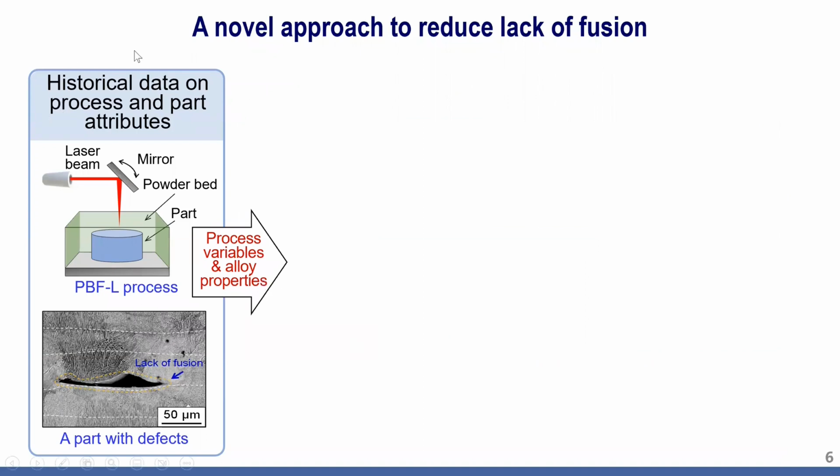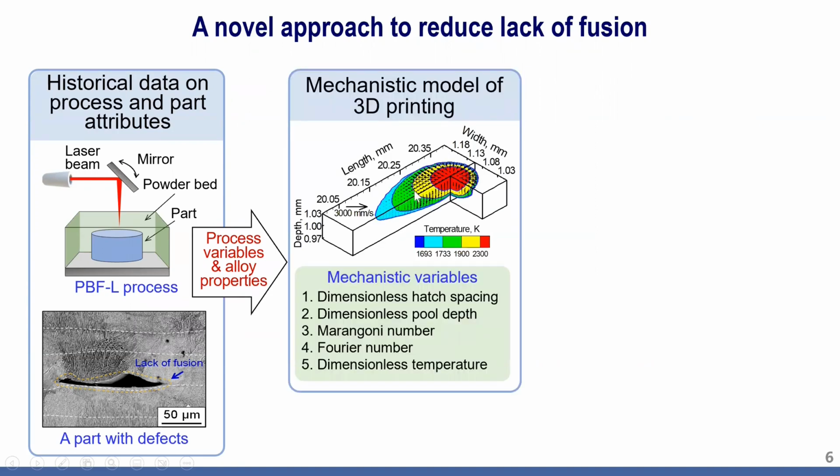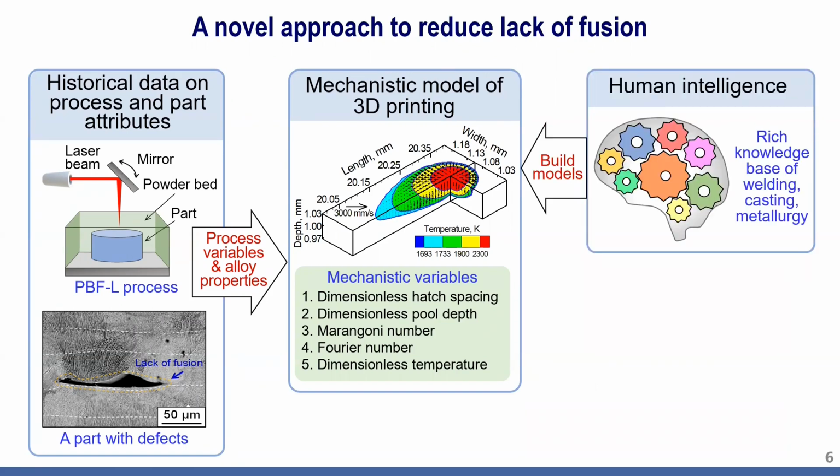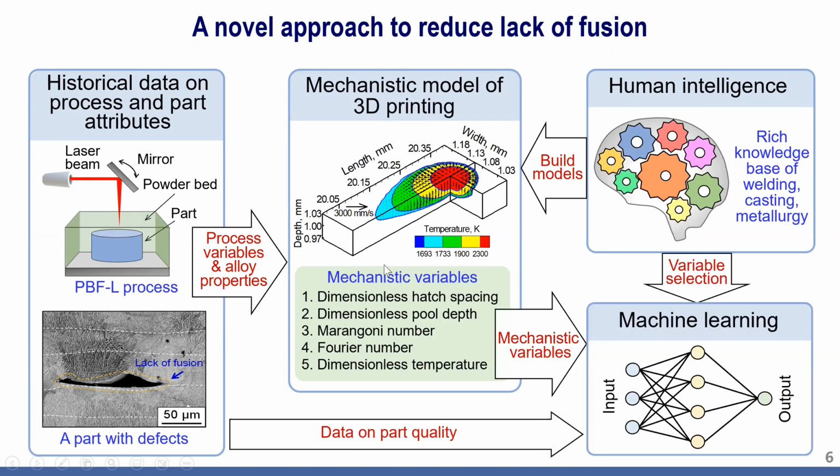We have some experimental data, and we combine that with models that solve numerically the Navier-Stokes equation and energy equation with appropriate boundary conditions and initial conditions. And these models are built based on our knowledge base of welding, casting, and metallurgy. And we identify the important variables, take all the data we have got, take the output from the mechanistic models and human intelligence, and synthesize all that in the form of a machine learning.